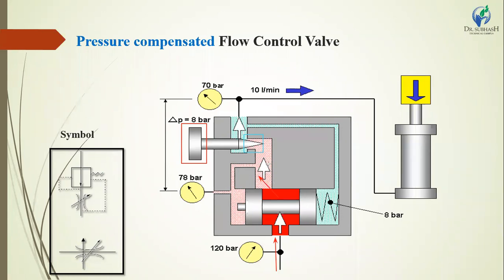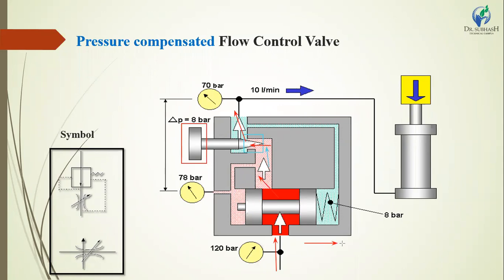Then the fluid flow passes from this FCV point to the adjustable screw, and then the hydraulic fluid can exit from this point. But what is the meaning of a pressure compensate valve? If the pressure goes down, the spool moves in the right-hand side direction.